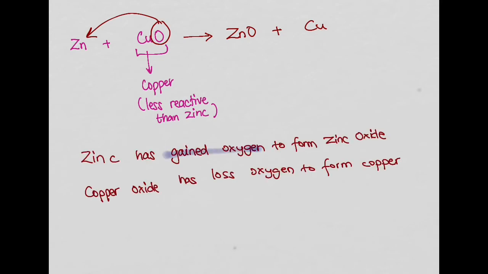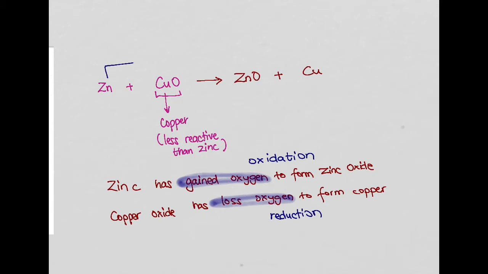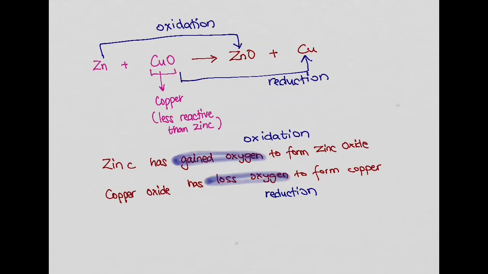Now the gain in oxygen is called oxidation, and loss in oxygen is called reduction. So when we look at this reaction, we find that here we have an oxidation reaction, and that here we have a reduction reaction. So zinc here is causing the reduction of copper oxide. Copper oxide is going to get reduced to copper, so it's going to undergo reduction.